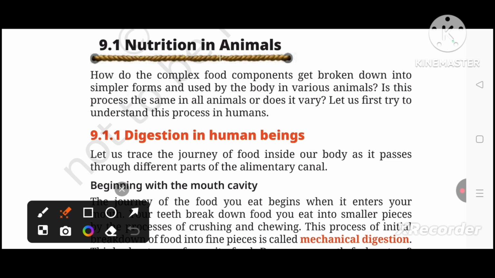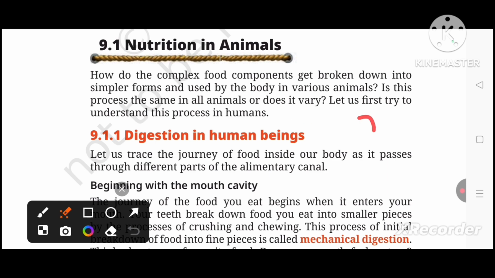Is this process the same in all animals, or does it vary? Is this process of taking nutrition and breaking down complex compounds into simpler forms the same in various animals? If yes, then explain how it is the same, and if no, then explain how and which are the different processes in different animals.